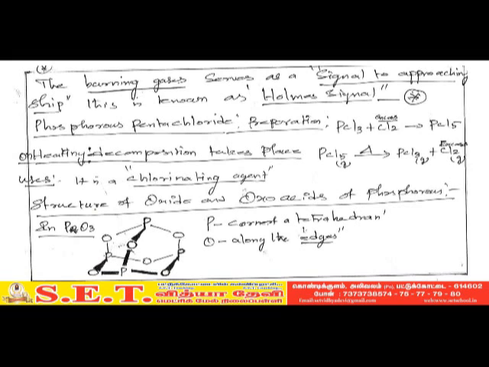Good morning to all. We are going to continue with the p-block elements. Now we are going to the topic phosphorus pentachloride. Phosphorus with 5 chlorine, that is called phosphorus pentachloride. In this reaction, phosphorus trichloride, PCl3, is treated with chlorine, Cl2, to give PCl5, that is called phosphorus pentachloride.